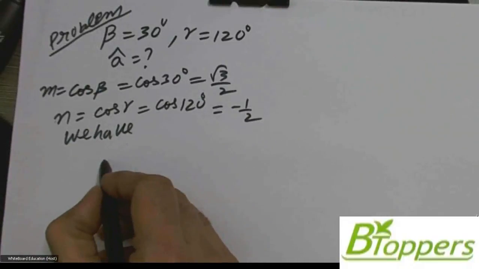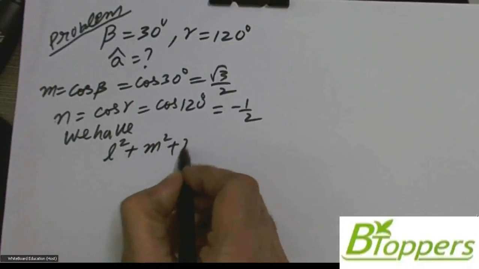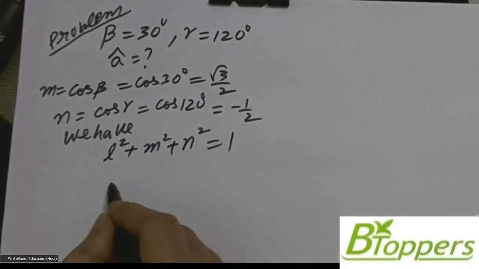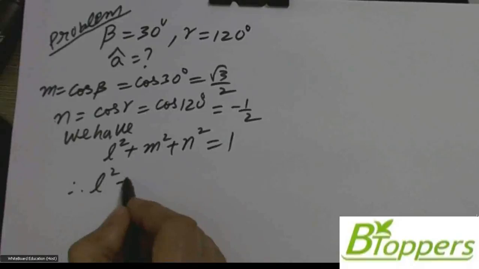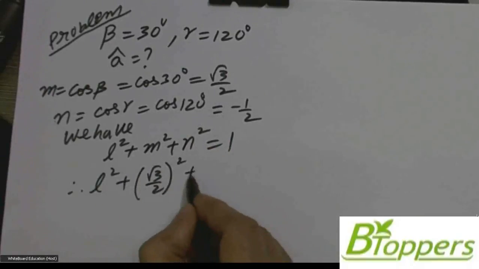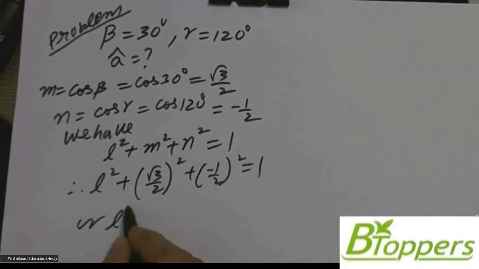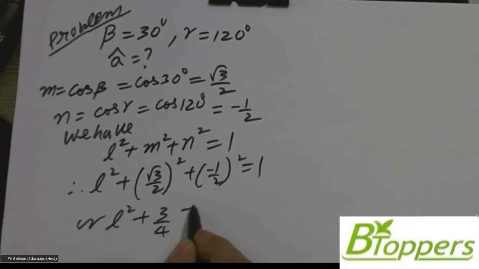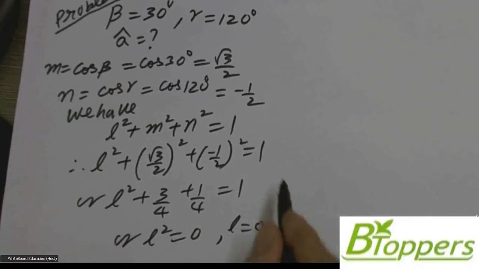And you have the relation between the three directional cosines, L square plus M square plus N square equal to 1. You're not given the value of L here. You can substitute M equal to root 3 by 2, N equal to minus 1 by 2. So you can simplify this. So you get L square equal to 0, or L equal to 0.